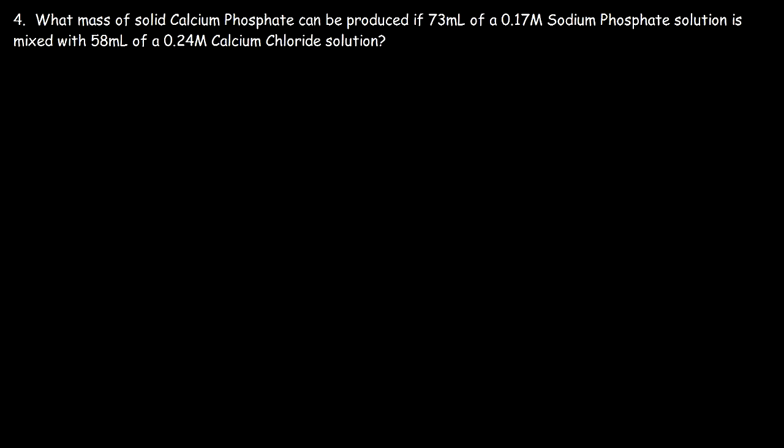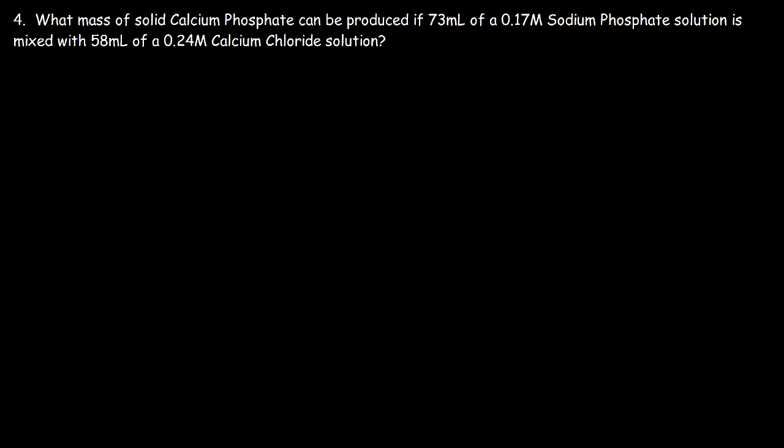Number 4. What mass of solid calcium phosphate can be produced if 73 milliliters of a 0.17 molar sodium phosphate solution is mixed with 58 milliliters of a 0.24 molar calcium chloride solution? So in this example, we don't know which one is the limiting reactant or the excess reactant. We're given the information for both reactants. So therefore, we need to identify the limiting reactant.